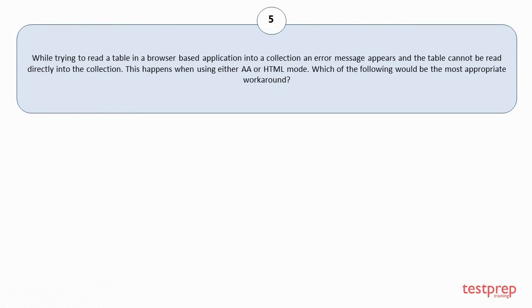While trying to read a table in a browser-based application into a collection, an error message appears and the table cannot be read directly into the collection. This happens when using either AA or HTML mode. Which of the following would be the most appropriate workaround?